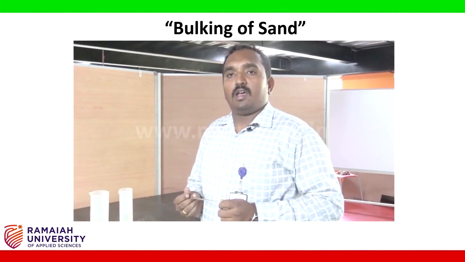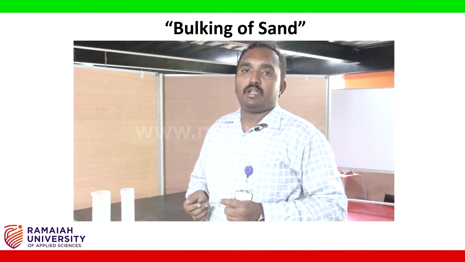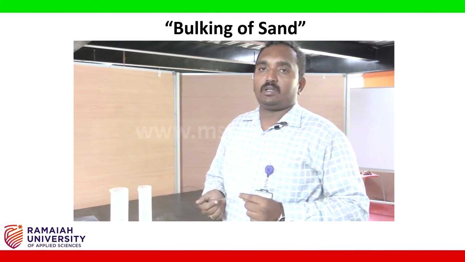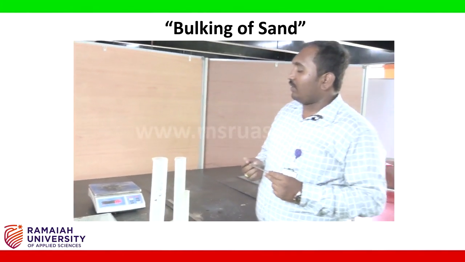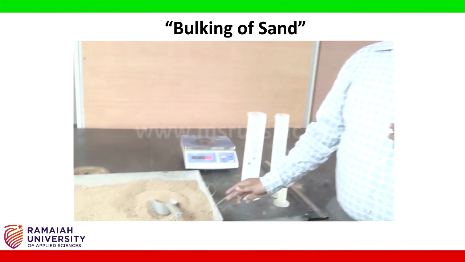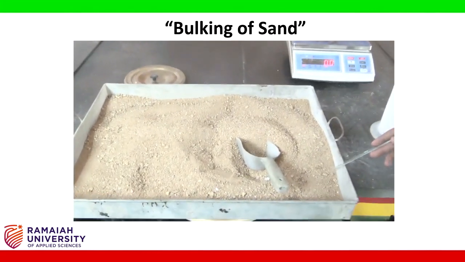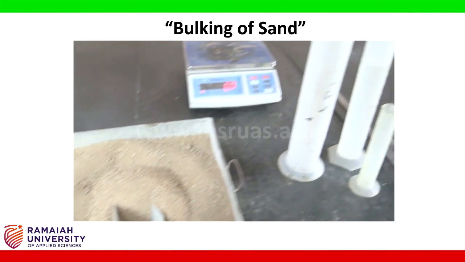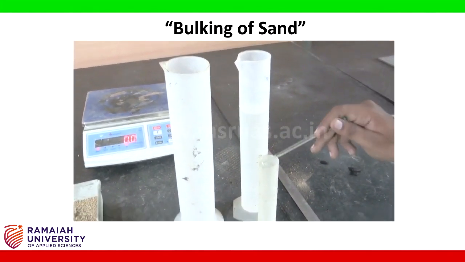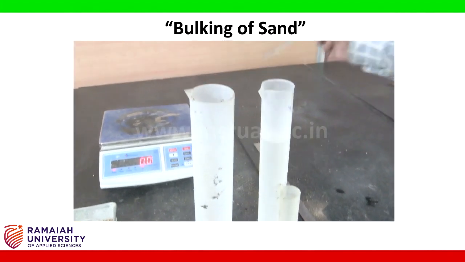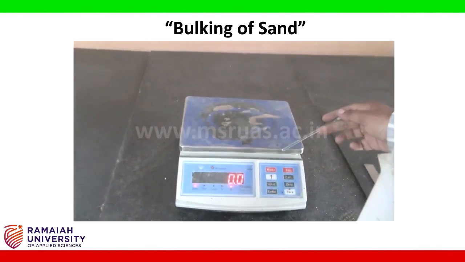Hi students, as a part of the Concrete and Highway Laboratory, now we are doing an experiment called bulking of sand. The apparatus required for the bulking of sand is: the fine aggregate to be tested, a 1 liter measuring jar, a 500 ml as well as a 100 ml measuring jar, and a weigh balance.